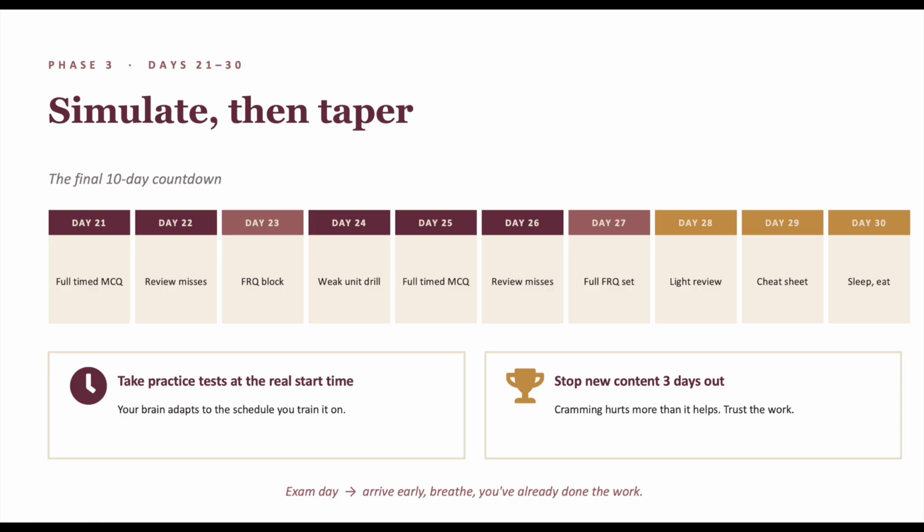Day 27, a full FRQ set so that you don't have it left behind. 28 should be a light review. 29 should be more like looking at things from an overview lens, but taking 1 day off to get some rest and sleep, like it says for day 30. Now, it's very critical to take practice tests while you are navigating the last 10 days.